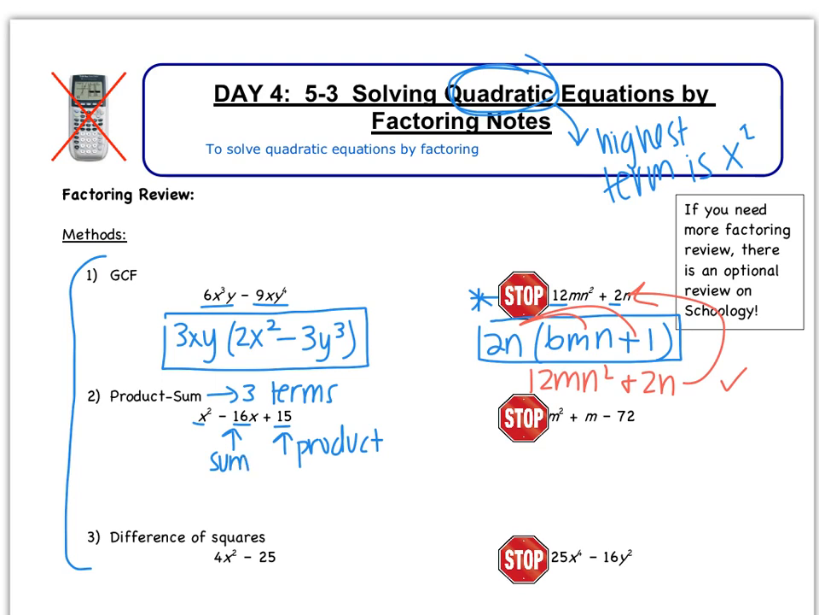So if I think, what 2 numbers multiply to 15 and add to negative 16? Okay, if I think about numbers multiplying to 15, I get 1 and 15, 3 and 5.